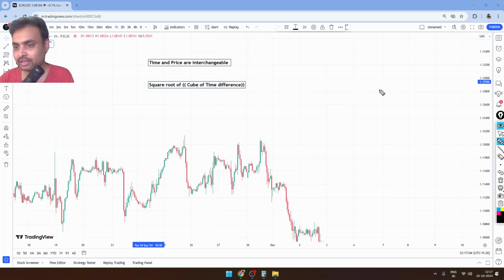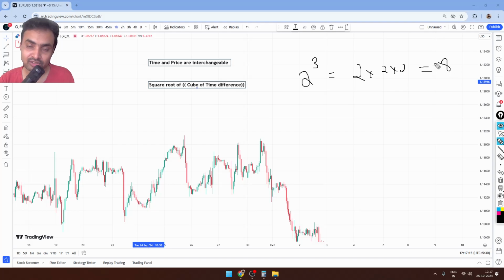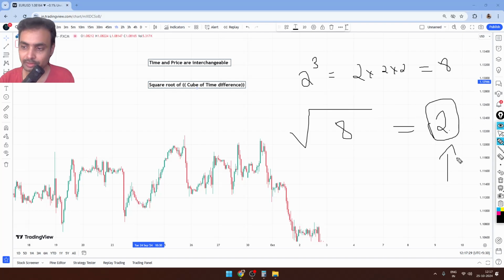So let's say I want to know 2 cube. So 2 into 2 into 2, I get 8, right? That is a cube value, not a square value. For this cube value, I'm going to take a square root. I'll get something around 2 point something if I take the square root. That is the value we are looking for, right?